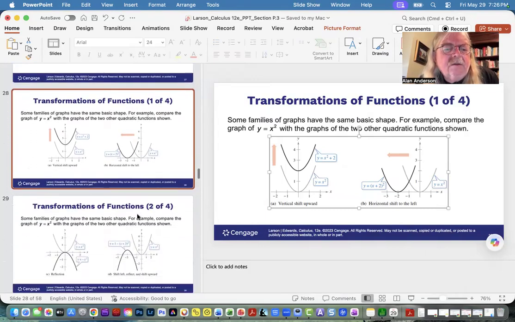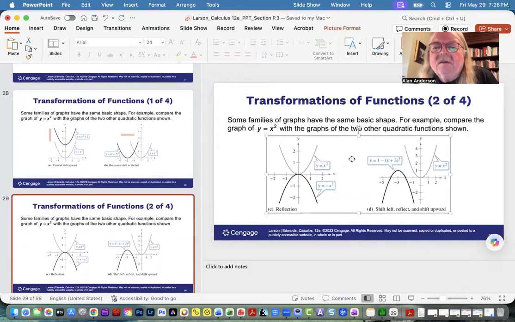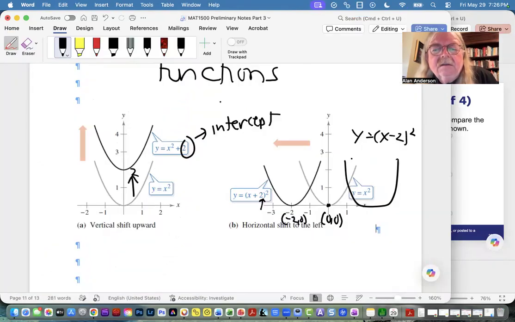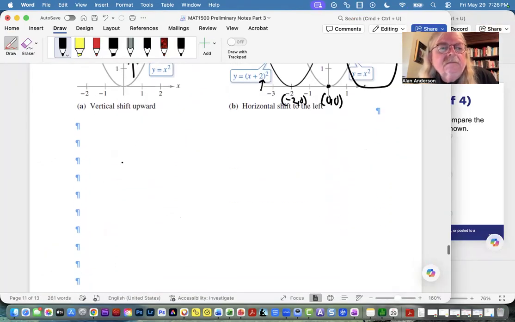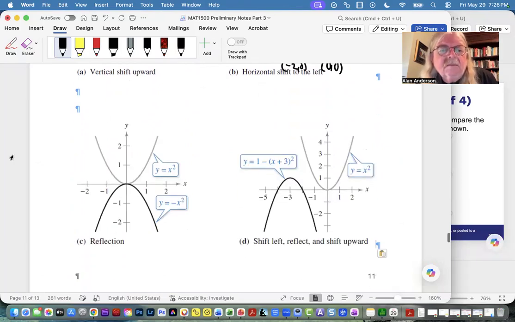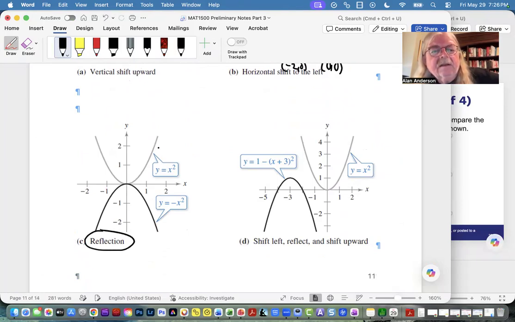What else today? Oh, okay. So here, there's more transformations. Here they've changed the sign. We call this a reflection, by the way. Okay, this is x squared. This is negative x squared. They both start at the origin.